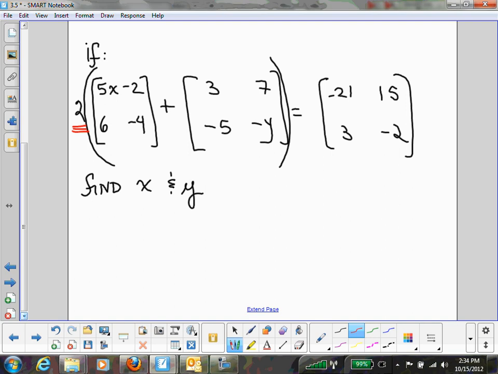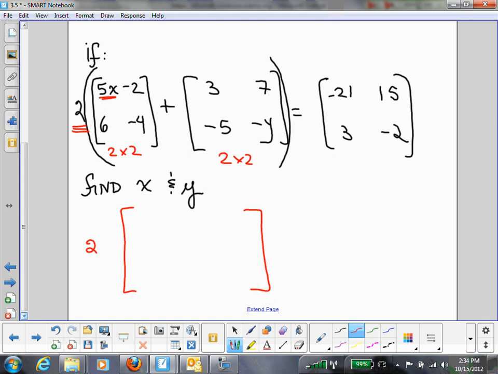So I have a 2 by 2. Would you agree? And this one's a 2 by 2, correct? So I need to add these two before I worry about this 2 that's coming out over here. So what is 5x plus 3? Well, it's just 5x plus 3, isn't it? What is negative 2 plus 7? That's going to be a 5. What is 6 plus negative 5? 1. What's negative 4 minus y? It's just going to be negative 4 minus y, isn't it?